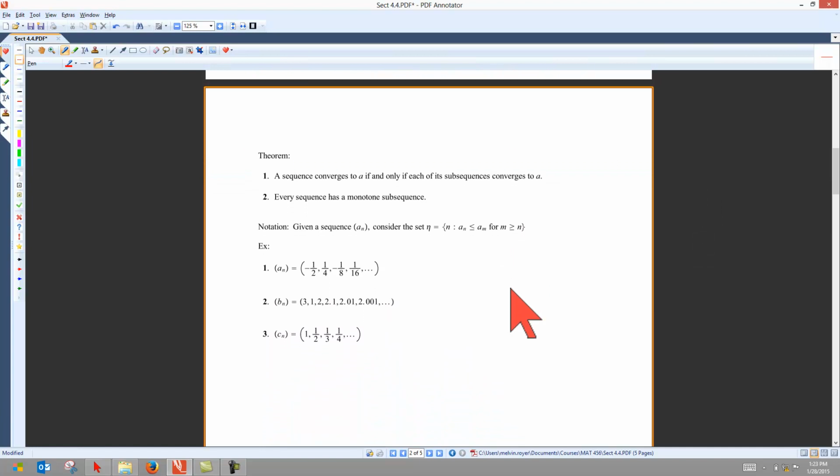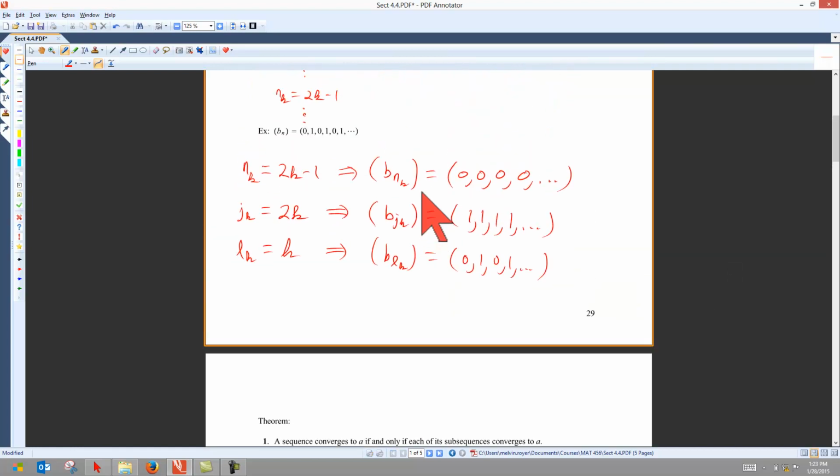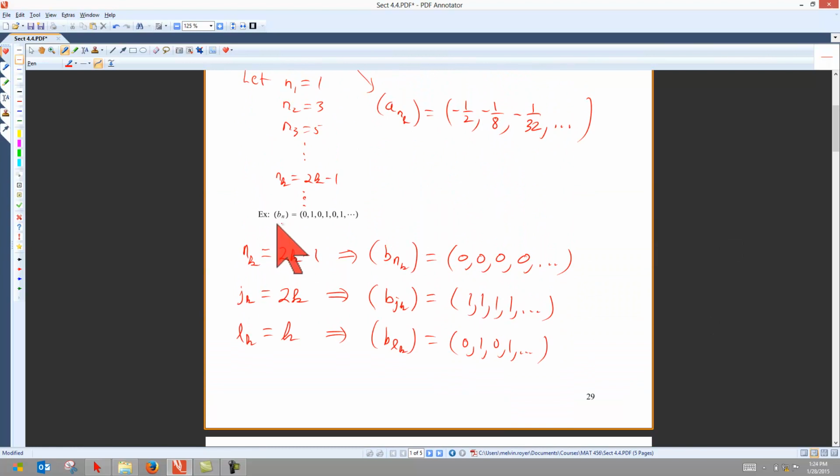And here are a couple of rules. The first part of this theorem says that a sequence converges to a particular number if and only if each of its subsequences converge to that number. So as a convergence test, I could come back here, if I didn't already know that b sub n diverged, I could say that, okay, b sub n sub k converges to 0, but b sub j sub k converges to 1. Those two numbers are different. So I have two subsequences converging to different numbers, and therefore the original sequence cannot converge.